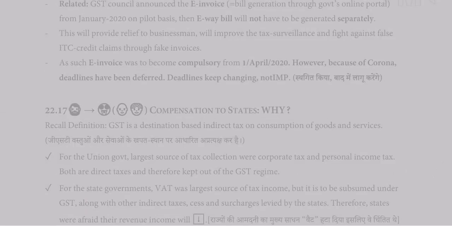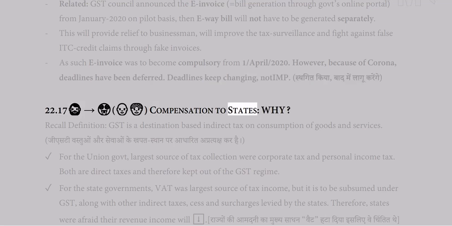Related, the GST Council announced e-invoice, equals bill generation through the government's online portal, from January 2020 on a pilot basis. Then the e-way bill will not have to be generated separately. This will provide relief to businessmen, improve tax surveillance, and fight against false ITC credit claims through fake invoices. E-invoice was to become compulsory from the 1st of April 2020. However, because of Corona, deadlines have been deferred. Deadlines keep changing, not important.